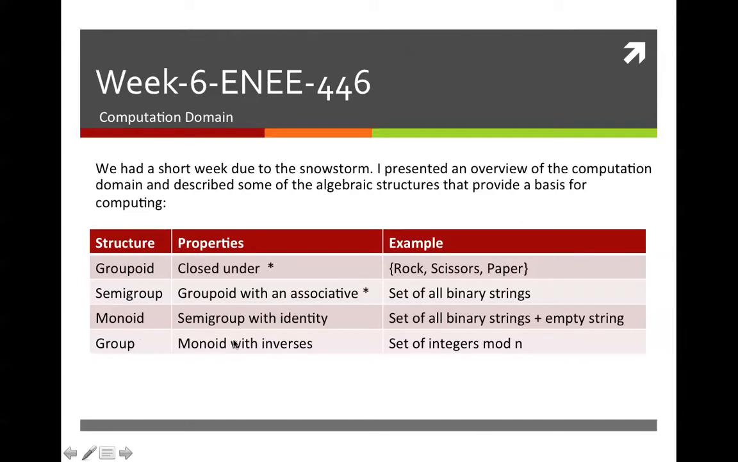Monoid is a semigroup with identity under the same operation that we defined here, one operation that is, and then we take the set of all binary strings and add to them the empty string. Then we get a monoid. Group is a monoid with inverses. So like the set of integers mod n would be an example. So let's look at some specific examples.